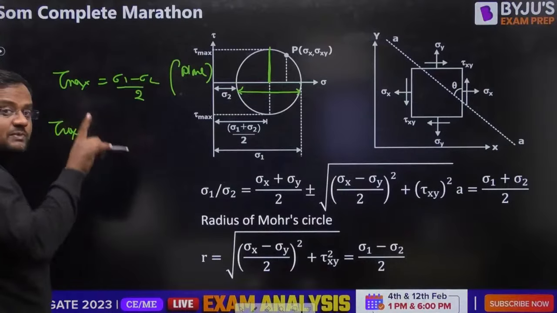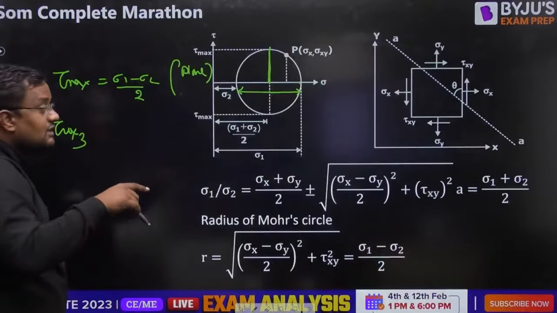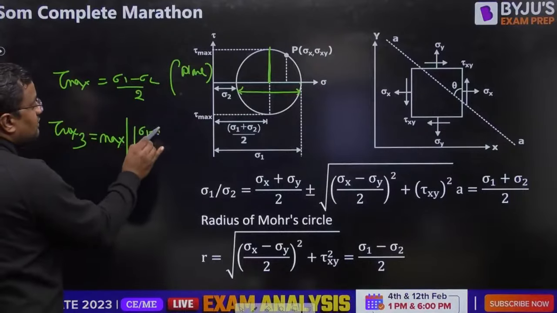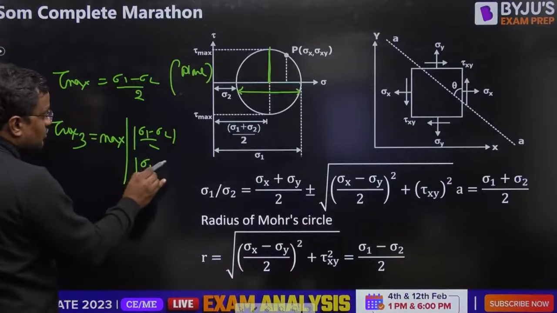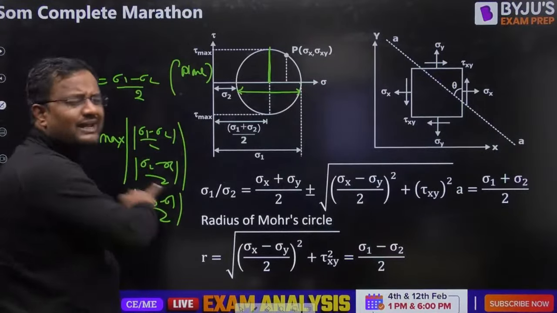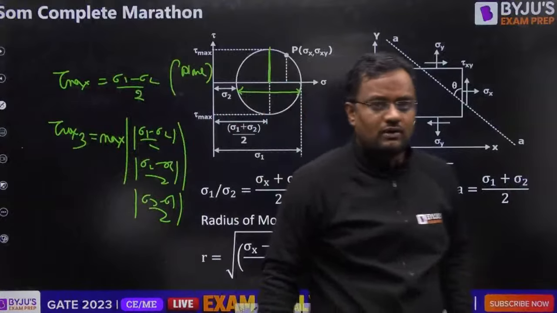In 3D there are 3 principal stresses. All these things are for 2D; in 3D there are 3 principal stresses. In that case it is the maximum of sigma 1 minus sigma 2 by 2, sigma 2 minus sigma 3 by 2, and sigma 3 minus sigma 1 by 2. I'm not going into writing because I know you have so many notes of formulas.